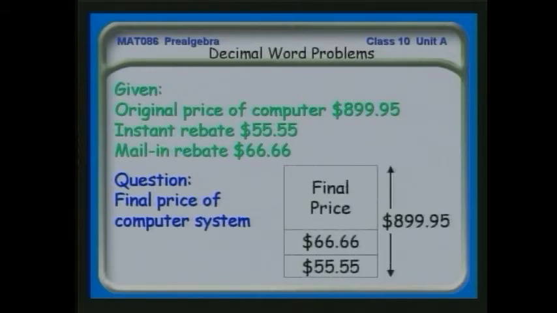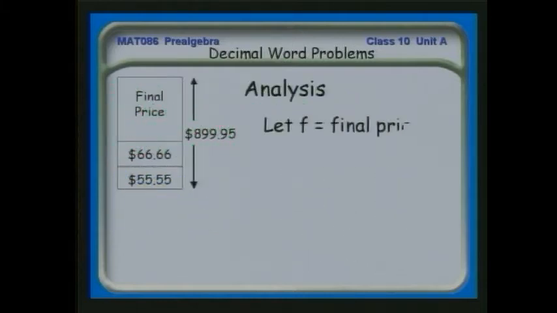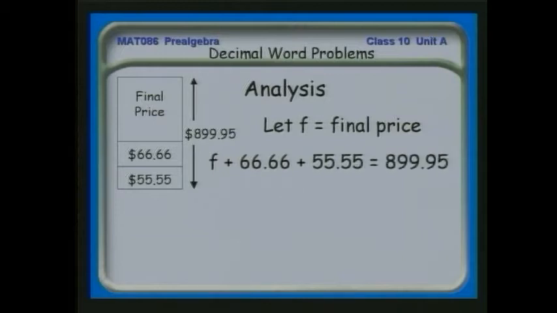We make the same kind of diagram we made before. There's what the system lists for. I show the two rebates, and we look at the final price. So we see that the rebates plus the final price will be ultimately what that system lists for. A little strategy there. So we analyze this. We'll let F be the final price of the system. If I take the final price, add in the two rebates, I get what the system sells for.